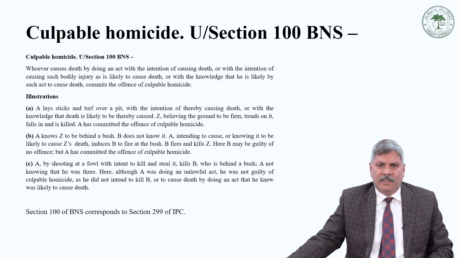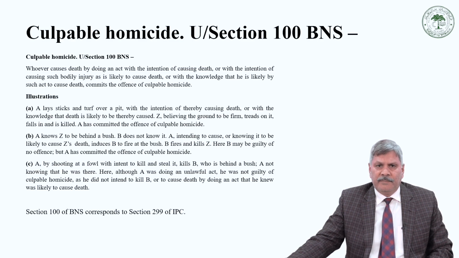Illustration B provides that A knows Z to be behind a bush. B does not know it. A, intending to cause or knowing it to be likely to cause Z's death, induces B to fire at the bush. B fires and kills Z. Here B may be guilty of no offence, but A has committed the offence of culpable homicide.